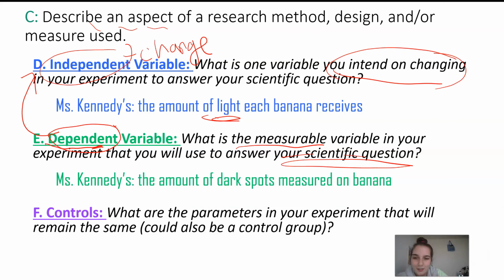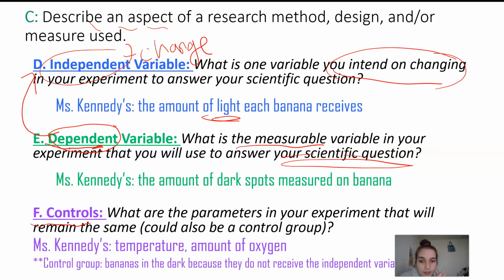And the last thing is controls. So controls are things that are going to remain the same, are constant. So that can just be different variables like temperature, the temperature is staying the same in my house and the amount of oxygen is staying the same. So those are things that are controlled in my experiment.